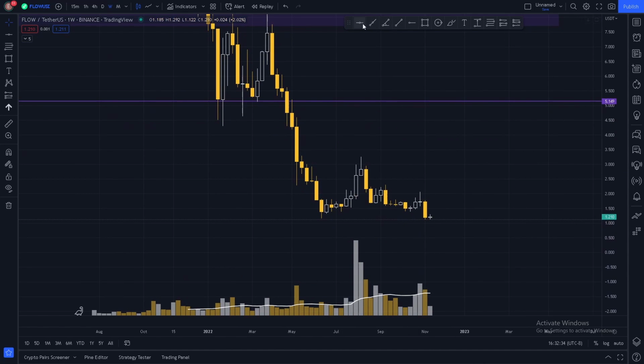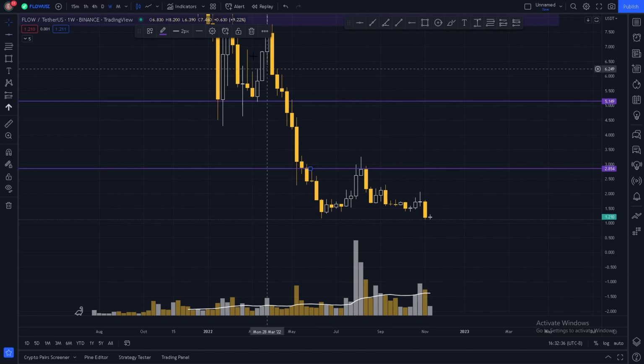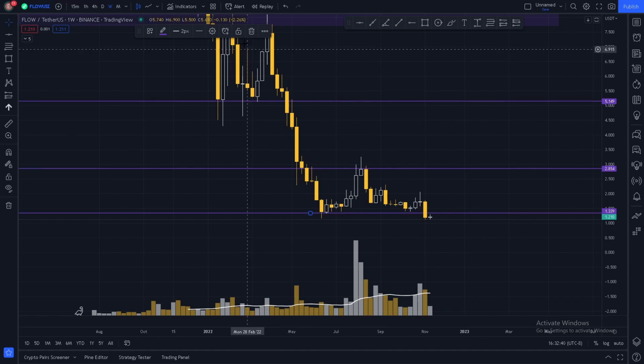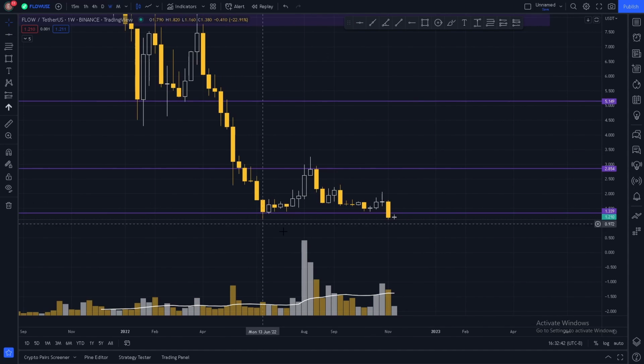Now, on our most recent price action, we notice a swing high here, and we have a swing low right here. And we notice we have a high volume break of this key level.